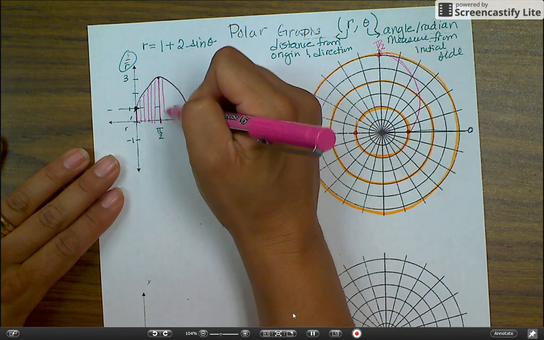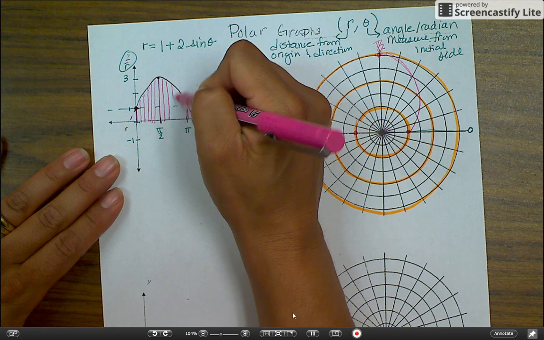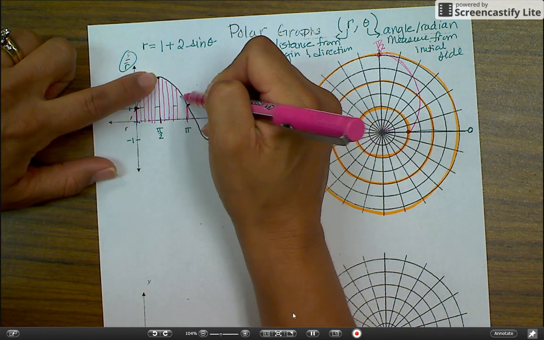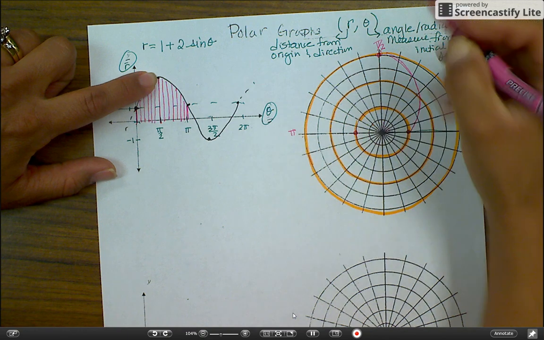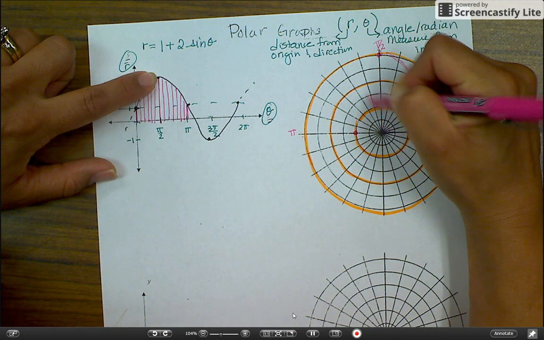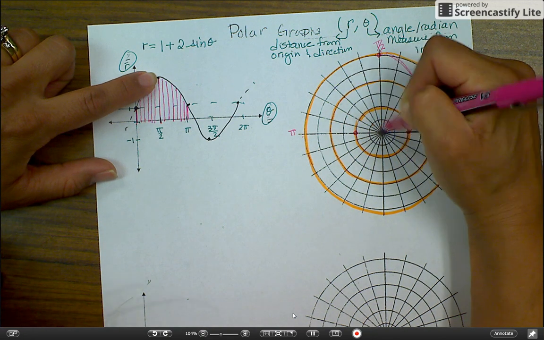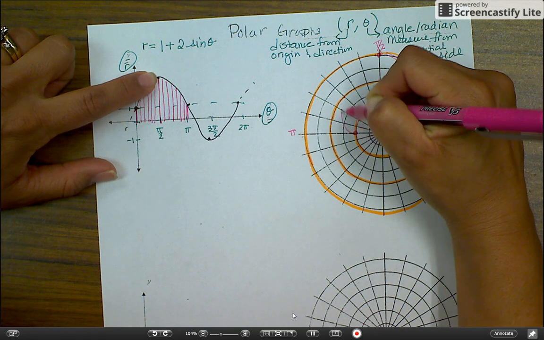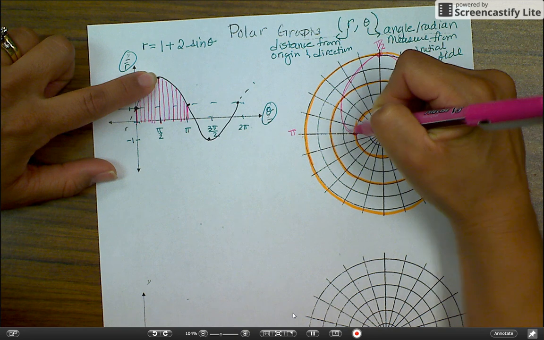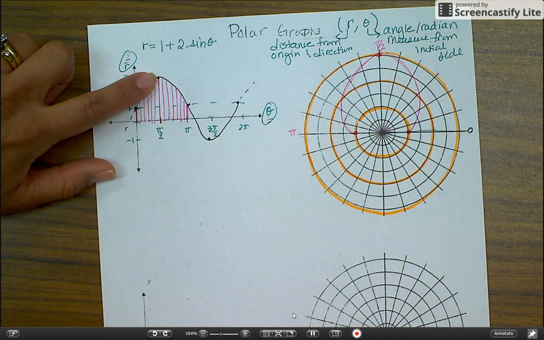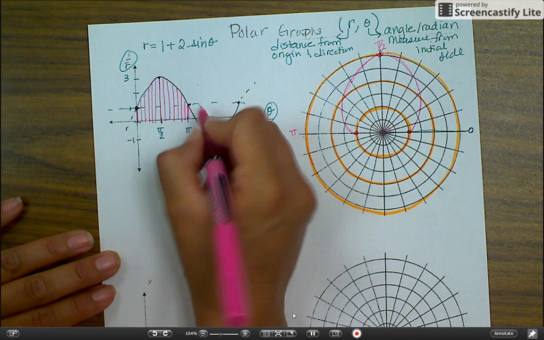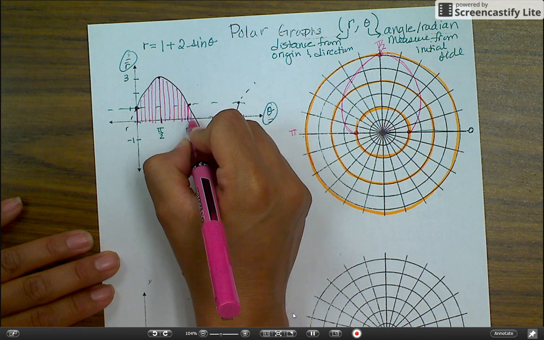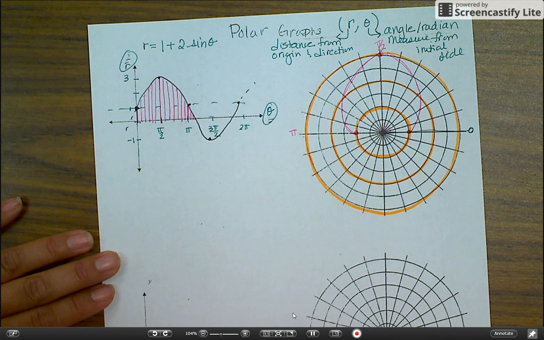And now these r's are decreasing. The largest one is 3, and it's going to decrease down to 1. So each time I'm going to get less and less until I'm down to here, like so. Okay? And then I still have a little bit more positives.